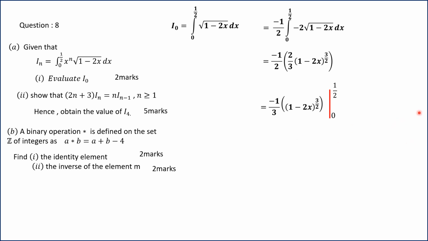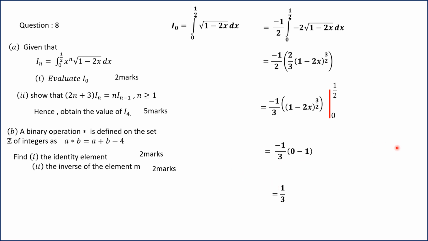So at the end of the day, remember, it is the upper limit minus the lower limit. So the upper limit is 0, the lower limit is 1 minus 1, and you have this coefficient outside. So when you simplify that, it gives us 1/3 as I0. When you do this, you have 2 marks.